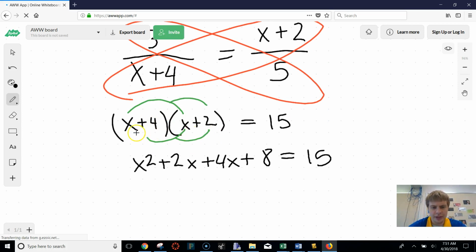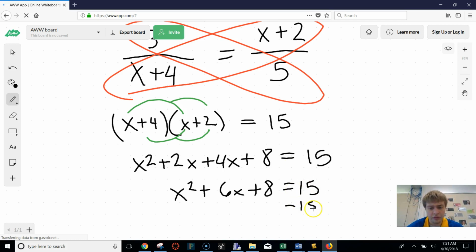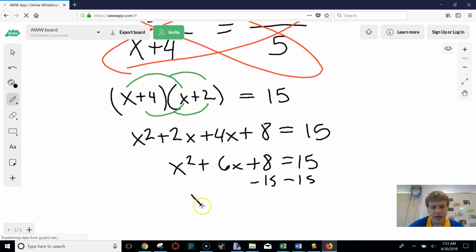And we just got that by multiplying the x's over. So x times x is x squared, x times 2 is 2x, 4 times x is 4x, and then 4 times 2 is 8. We can combine those two middle things. So we get x squared plus 6x plus 8 equals 15. And you'll notice this side equals 15 and it doesn't equal 0. So that's the first thing we're going to fix. We're just going to subtract 15 from both sides. And we're going to get x squared plus 6x minus 7 equals 0.